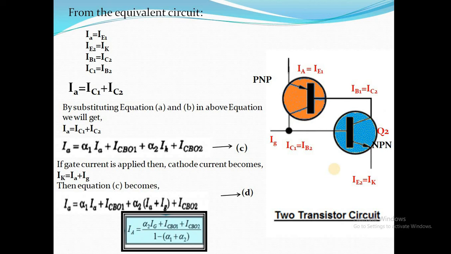So by the two transistor analogy, we can conclude that the gate has control over the turn-on period of an SCR, and without a gate supply we cannot make the SCR turn on. And once the SCR turns on, if the gate supply is switched off, the SCR still remains in a conduction period.